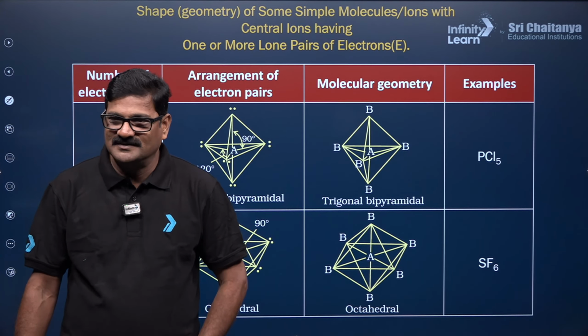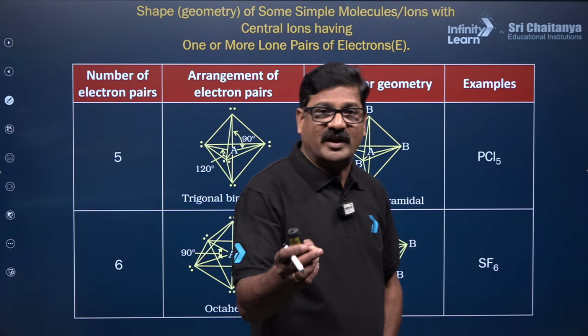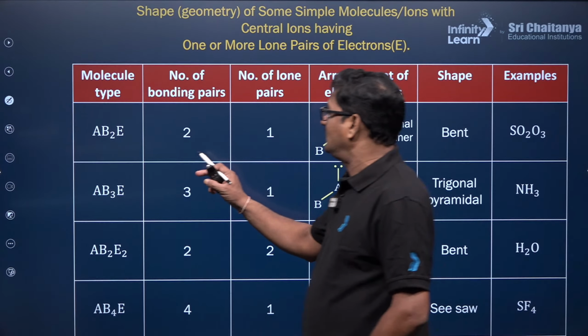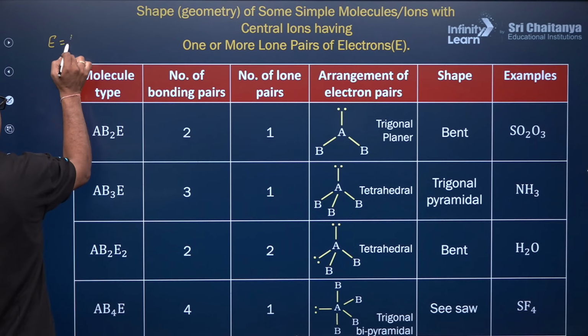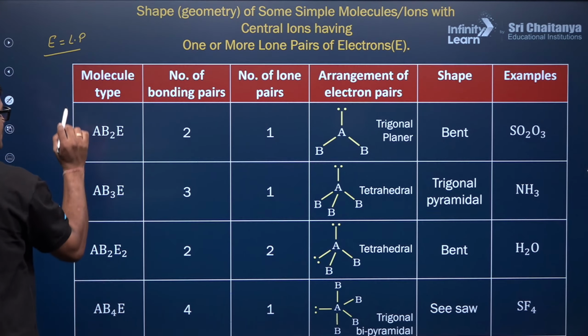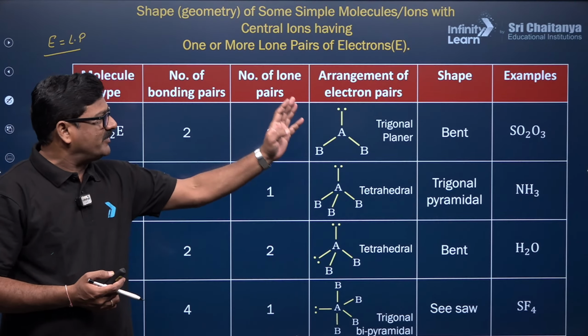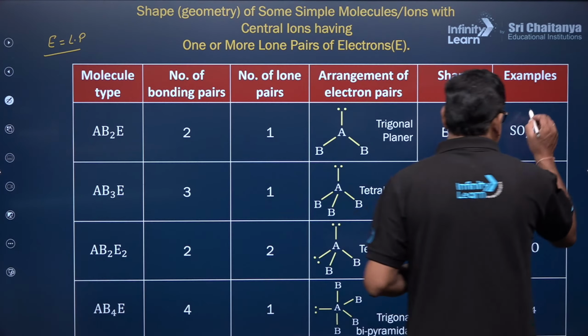Any doubt? If you have any doubt, please let me know. And I want to introduce lone pairs and show you a little. So if E is the lone pair of electrons, AB2E, steric number 3, and the geometry is going to be trigonal planar, but it is going to be bent in shape.